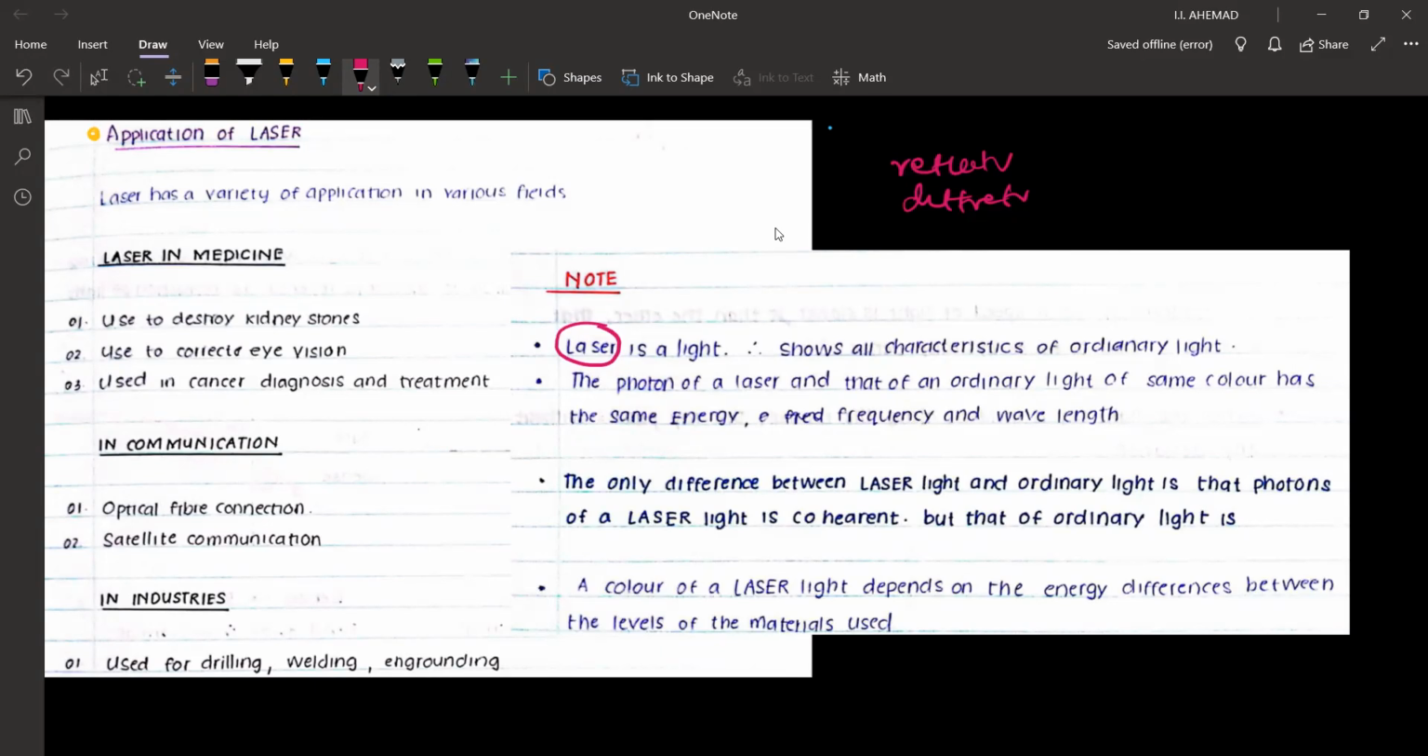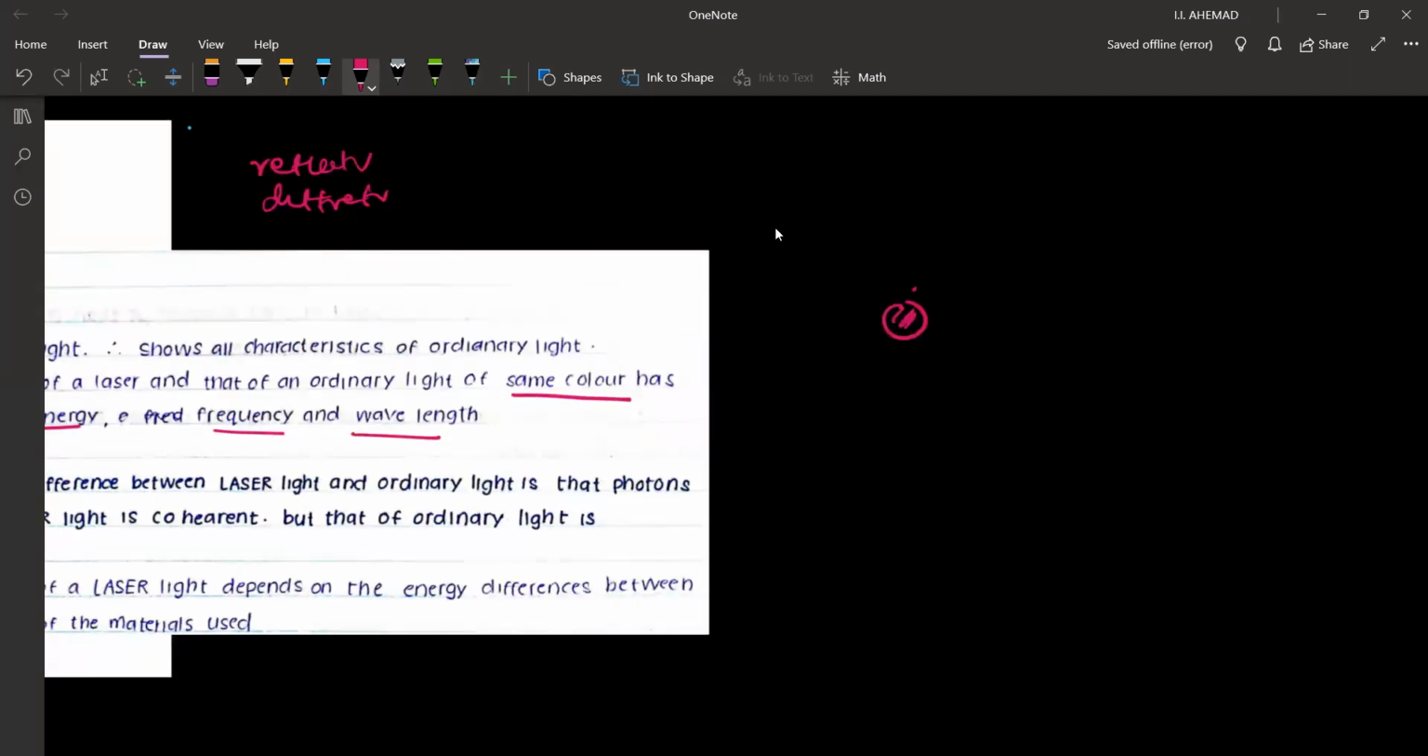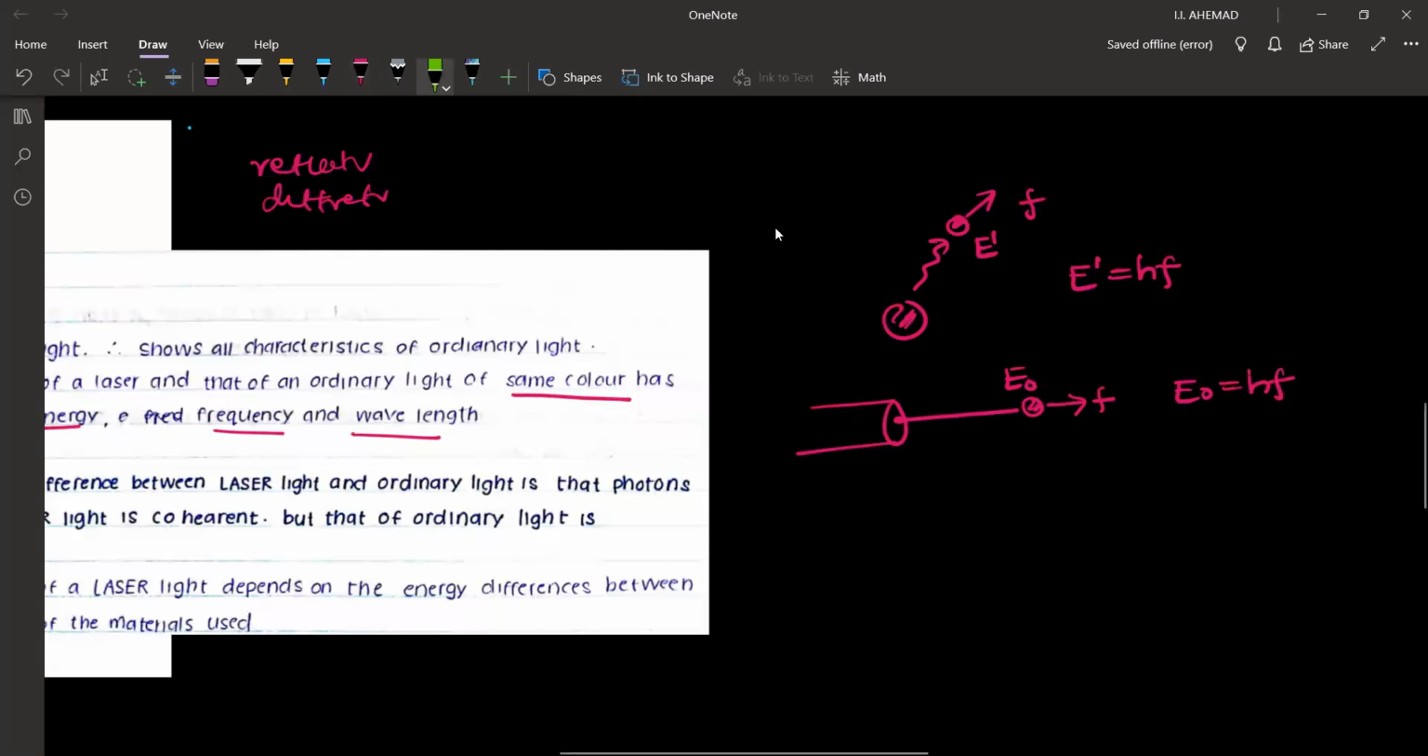The photon of a laser and that of ordinary light of the same color have the same energy, frequency and wavelength. That means, let's say we have a red color light. From the red color light, a red color photon is released. Let's say the photon frequency is F. Then E dash is the energy of the photon, so E dash is equal to HF. Now we have a laser. This laser is also producing red light. So the frequency of this laser red light is F. The energy is E naught, let's say, so E naught is equal to HF. Look, these two energies are equal. E dash is equal to E naught.